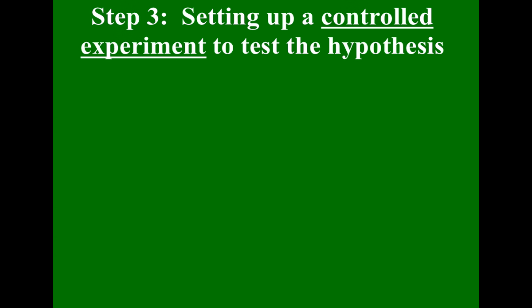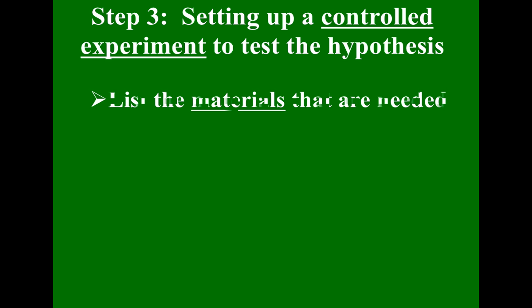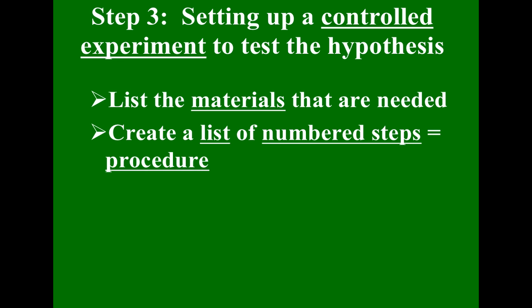Step 3, we set up a controlled experiment to test the hypothesis. When we set up our controlled experiment, first we need to make sure that we have all the materials that we need for this experiment. We create a list of numbered steps, which we call the procedure. So this is exactly what you're going to be doing during that experiment. You will also have at least 2 setups in most of our experiments. You're going to be testing 2 different groups of setups, or two different groups of situations of variables.